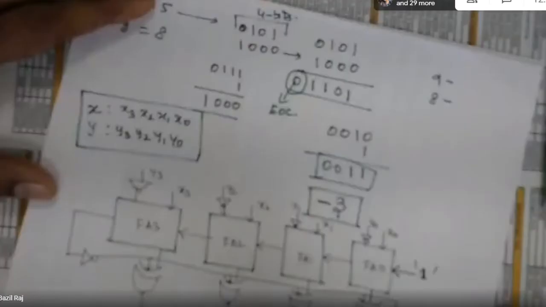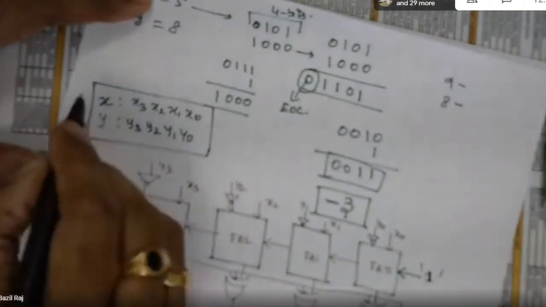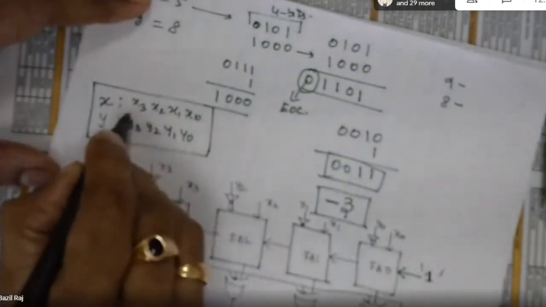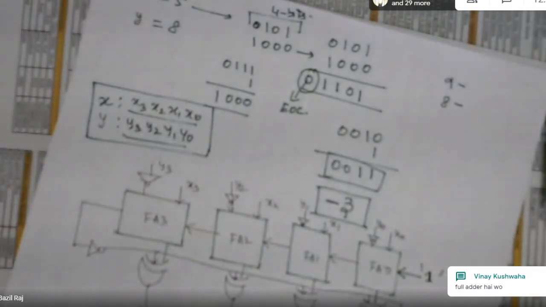Wait. You will understand now. As I explain, you will understand, right? After this explanation, you ask me any questions. Yes, look now. X is in 4 bits, Y is in 4 bits. X is in 4 bits, Y is in 4 bits now, right?